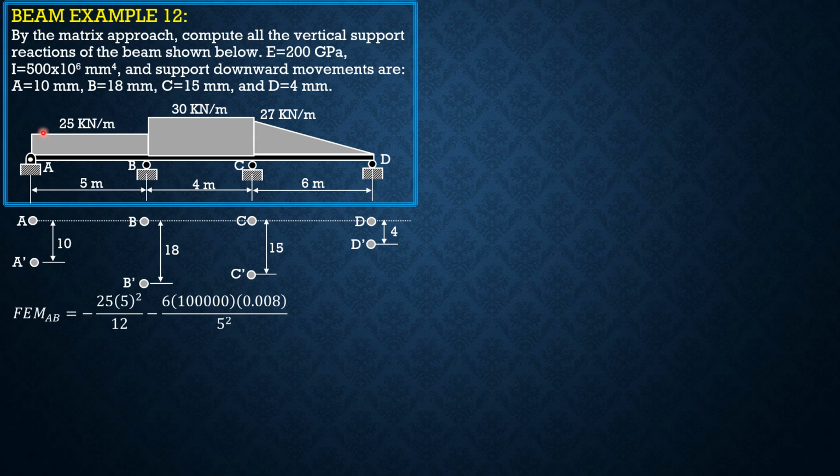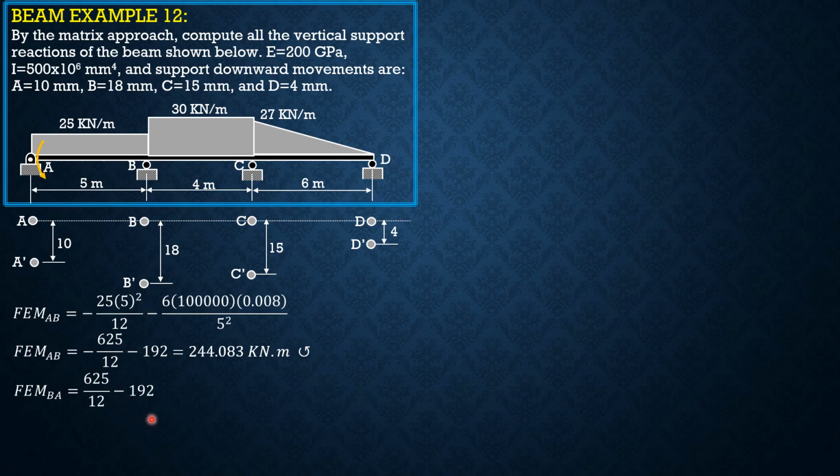Both are negative, so that means fixed moments would be directed as shown. Negative 625 over 12 or negative 192. So it is 244.083 counterclockwise as shown. Then fixed moment BA is positive 625 over 12 minus 192. The result is negative, so let's just make it negative, and the direction is clockwise as shown.